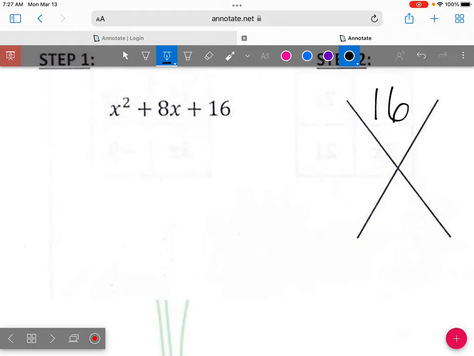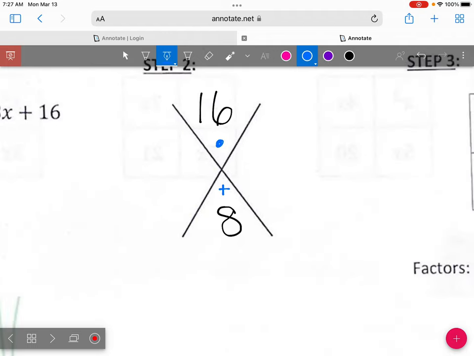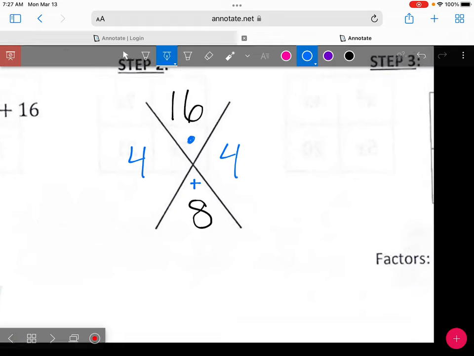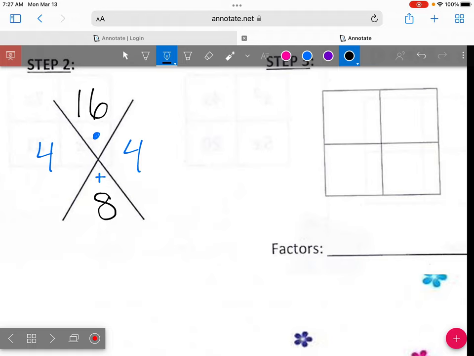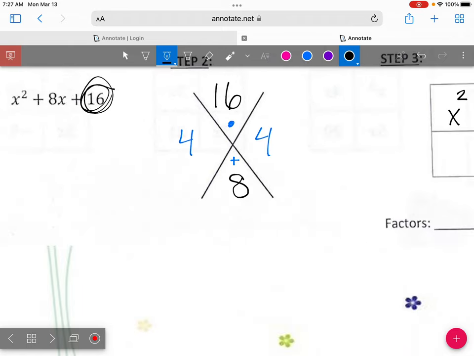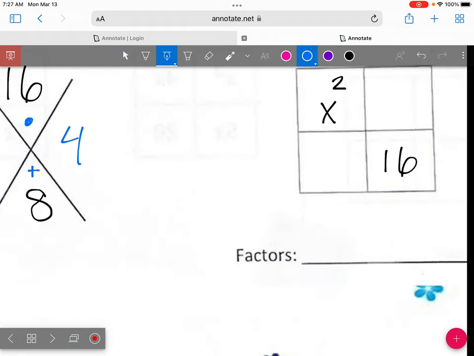At the bottom goes my B value, which in this case is 8. We're going to find a pair of numbers that multiplies to be 16 and adds to be 8. What pair of numbers will multiply to be 16 and add to be 8? 4 and 4. So when we fill in our box, our x squared goes in the top left, our 16 from the equation goes into the box, and then we have our 4x and our 4x.